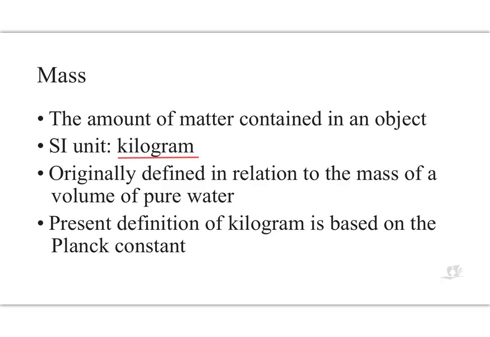Mass is also related to an object's tendency to resist change in motion, which we'll talk about when we start talking about Newton's laws. It was originally defined in relation to the mass of a volume of pure water. But as we moved to the present definition of the kilogram, it's based on a constant called the Planck constant, which is a physics constant that will later be talked about as well.